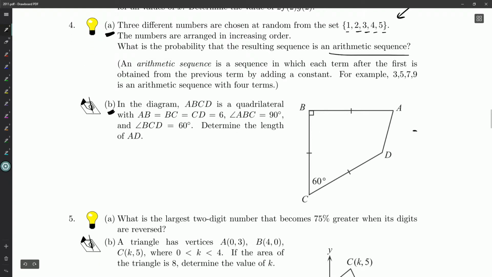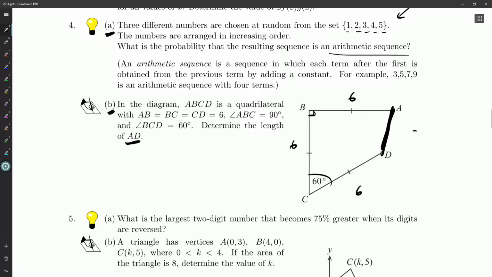Okay, so what do we got? 4b. In the diagram, ABCD is a quadrilateral. AB, BC, and CD are all length 6. We got a 90 degree here and a 60 degree here, and they just want to know what's the length AD.